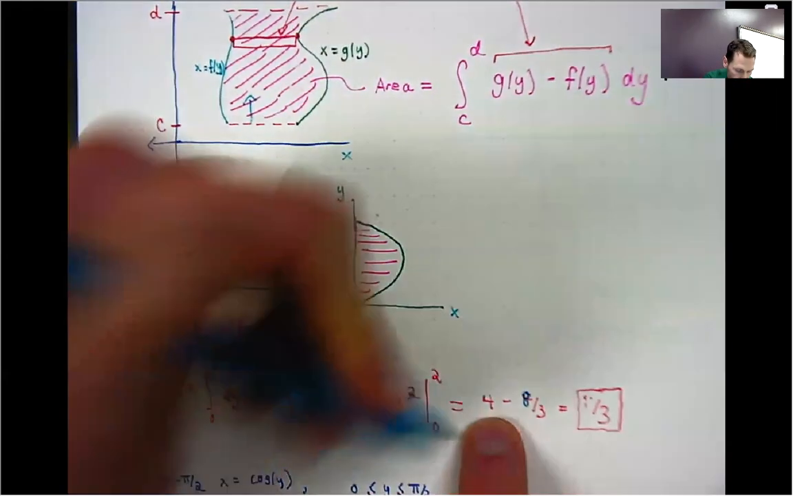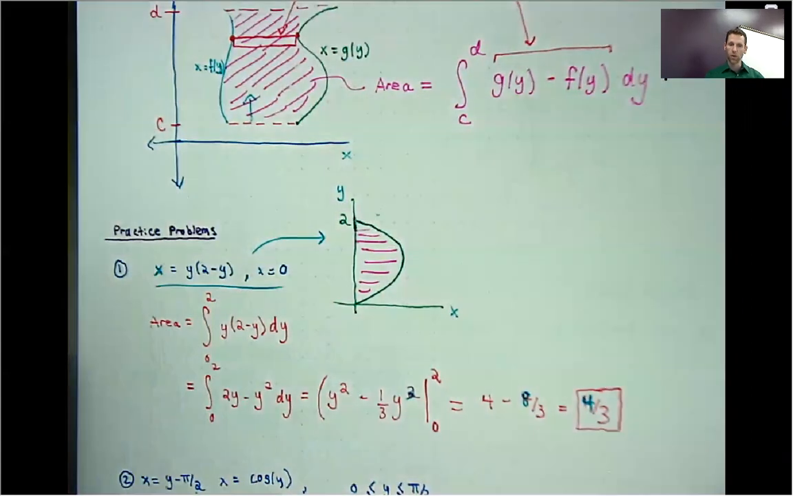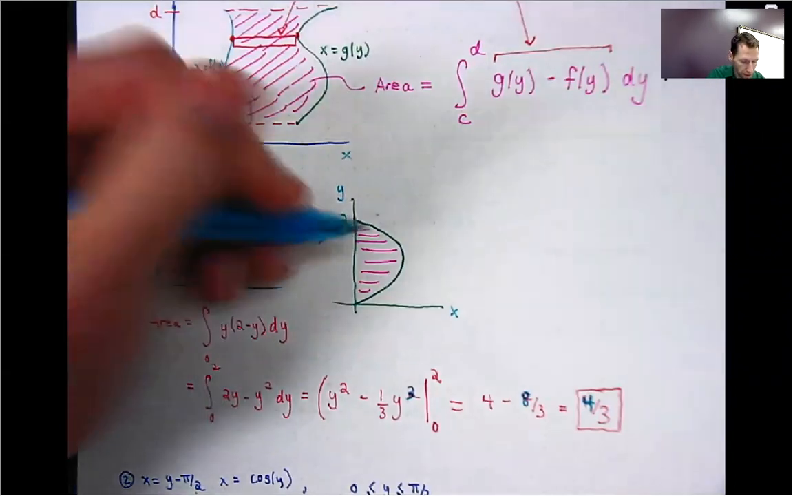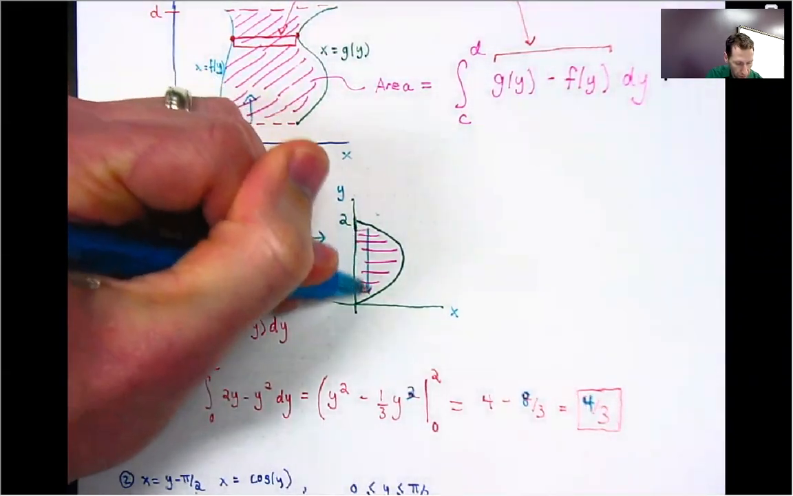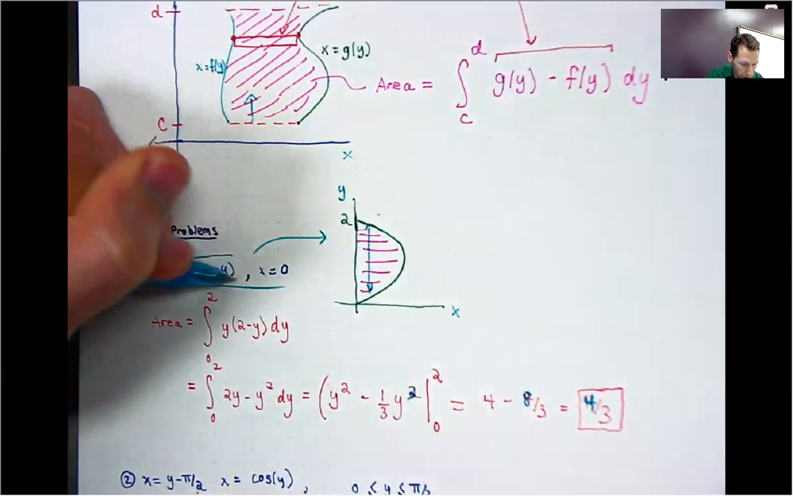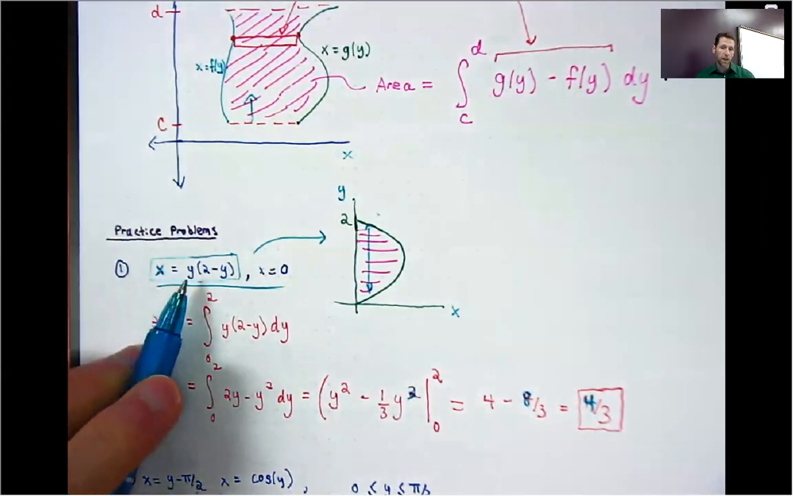If we write 4 as 12 over 3, then we get our final result of 4/3, or 1 1/3. And that's how we found the area of that. You know, you could have done the integral this way. You would have had to solve this function for y. You could do that.